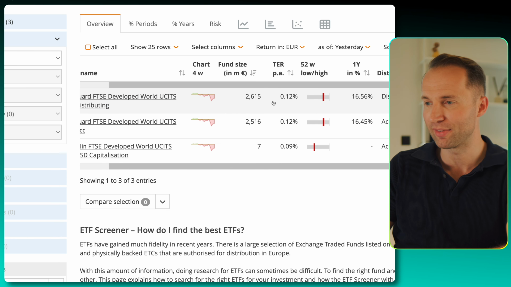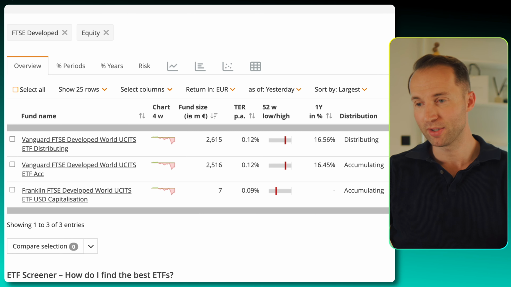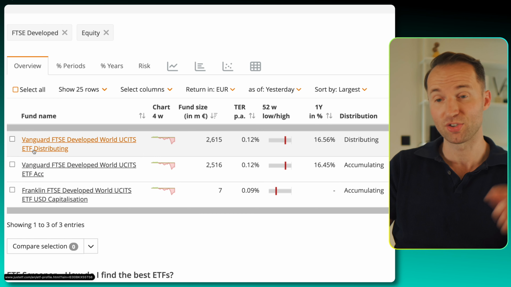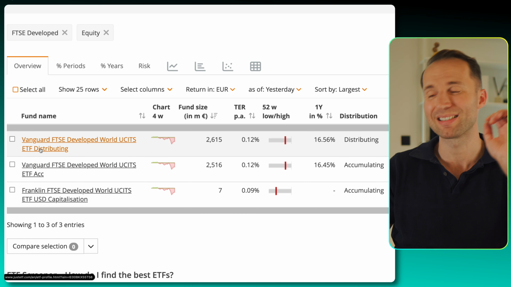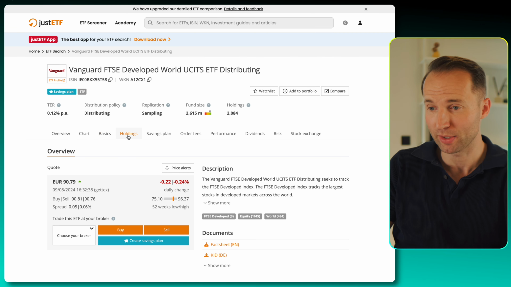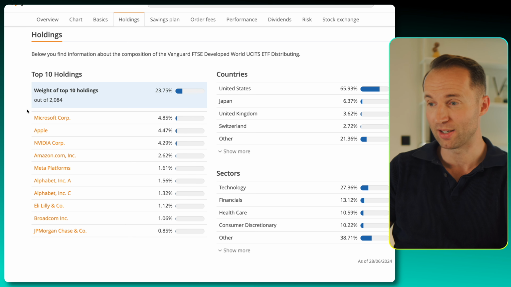So from here, obviously, you have different filters you can use, but I want to look at the biggest one that is most prominent. Right now, we have two different options, both named Vanguard FTSE Developed World. One of them is distributing, one is accumulating, and in this case, the distributing one is slightly larger. So let's click into this and see what it's actually holding. You can just quickly click over here into the holdings, and you see what's included.